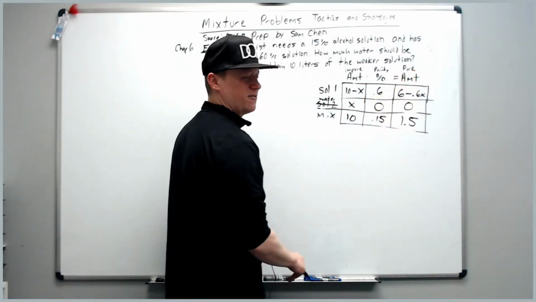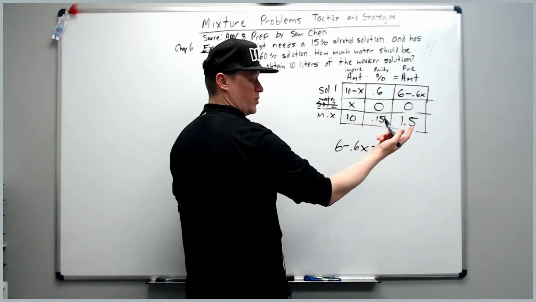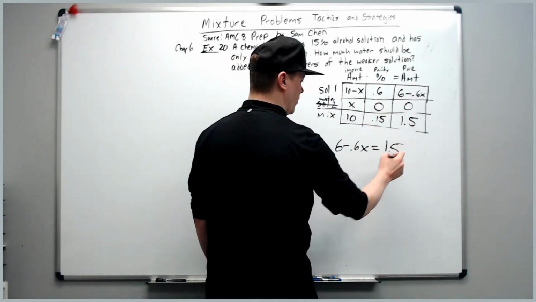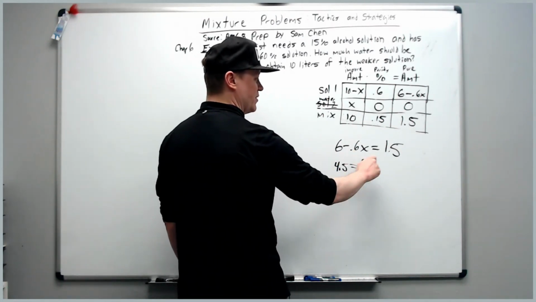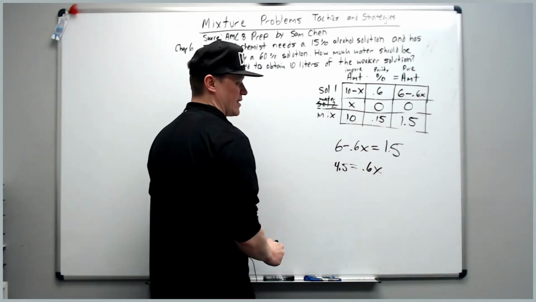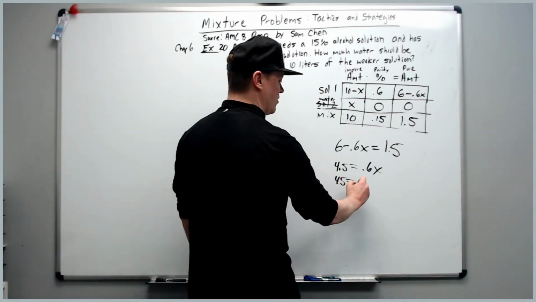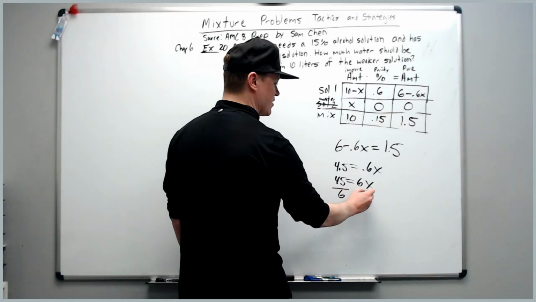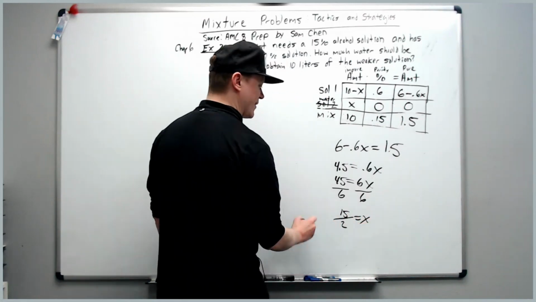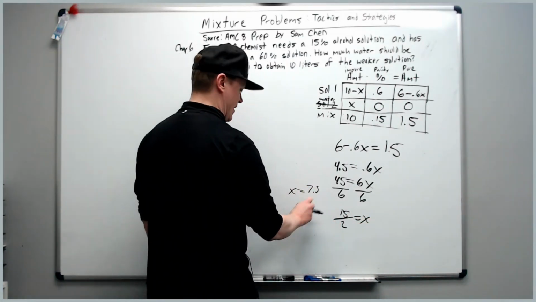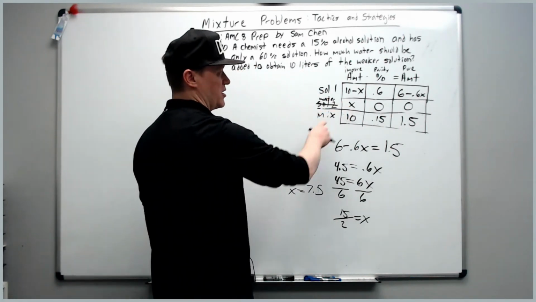Last thing we'll do is use the final column to make an equation. 6 minus 0.6x plus 0, so we just disregard it, equals 1.5. Move the 1.5 over here to where it's positive to get 4.5 and the 0.6 over there to get 0.6x. You don't like decimals, great, no one does. Multiply by 10, 45 equals 6x. Divide by 6 on both sides. 3 goes into this to get 15 over 2 equals x, and that is 7.5. So 7.5 liters is the answer of how much water you need.